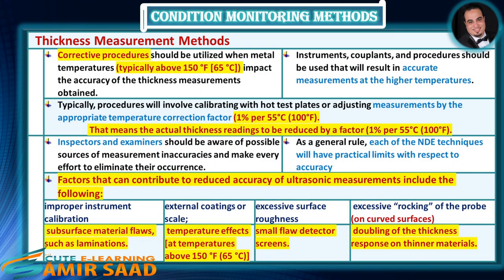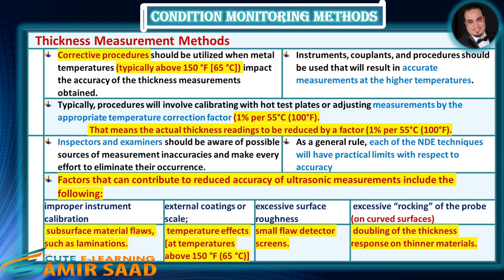Corrective procedures should be utilized when metal temperatures, typically above 150 degrees Fahrenheit, impact the accuracy of the thickness measurements obtained. Instruments, couplants, and procedures should be used that will result in accurate measurements at the higher temperatures. Typically, procedures will involve calibrating with hot test plates or adjusting measurements by the appropriate temperature correction factor, 1% per 100 degrees Fahrenheit. That means the actual thickness readings are to be reduced by a factor, 1% per 100 degrees Fahrenheit.